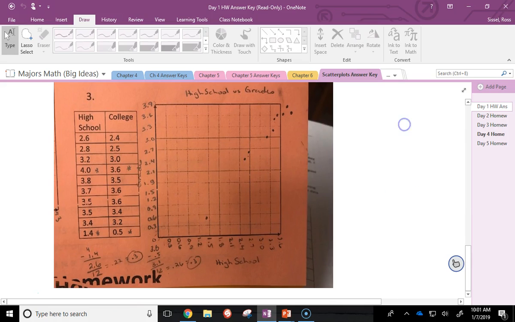Number 3. This is going to be helpful because if you miss these, you can go back in our video and make corrections to your mistakes. We had the high school versus grades. High school is your x coordinate, so it's down here. College, your y goes up and down here. And that was our grades. We look at this, here is our graph. It should look similar to this.